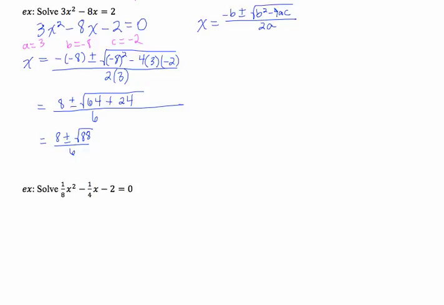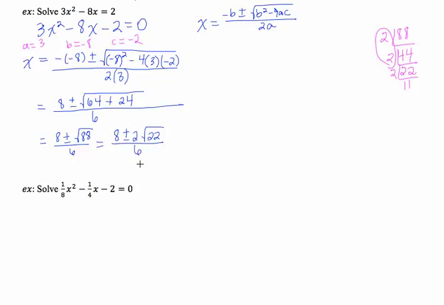Now we're not done. Let's see. The square root of 88 probably simplifies. I know it's divisible by 2 and I get 44, which is also divisible by 2 and I get 22. That's divisible by 2 to get 11. So I can at least pull a pair of 2's out. So that becomes 8 plus or minus 2 radical 22 all over 6.